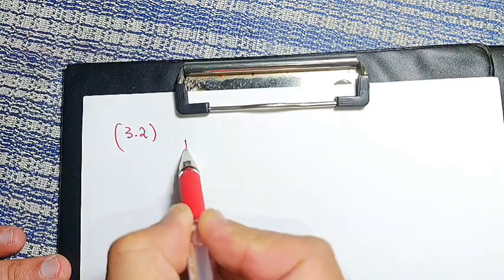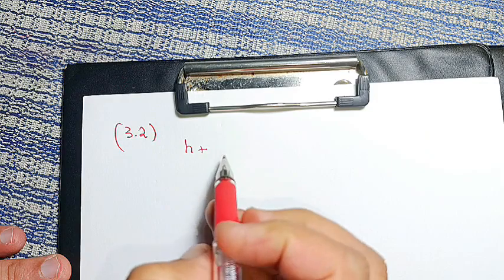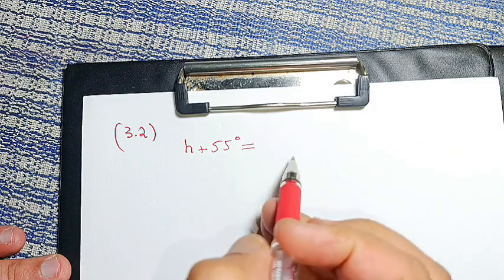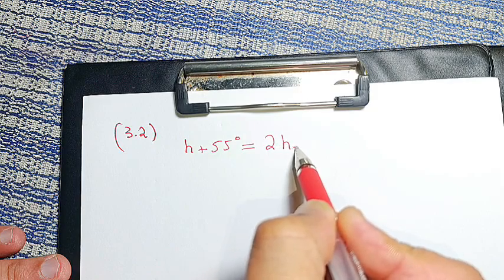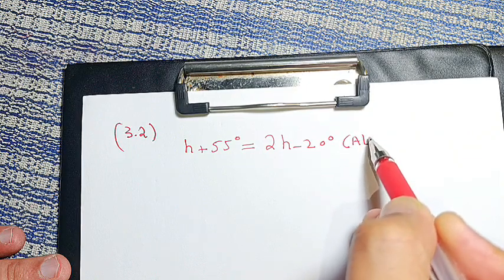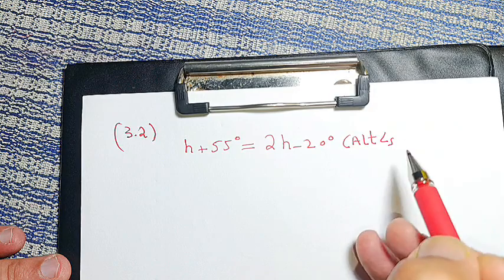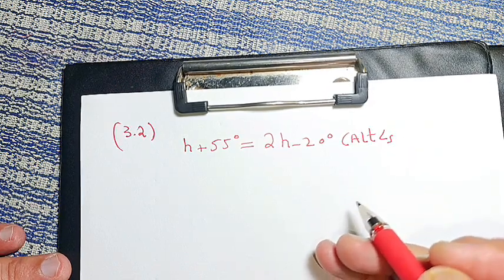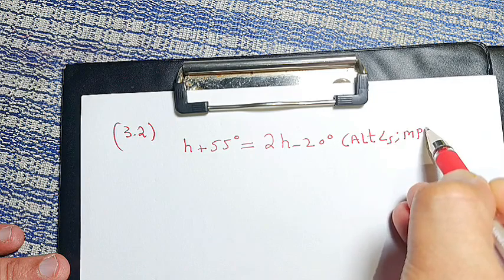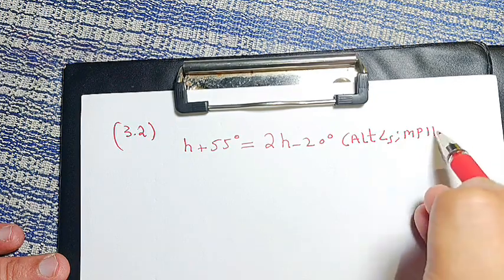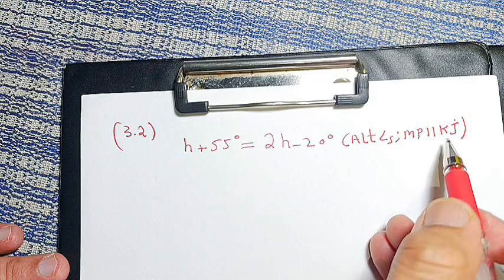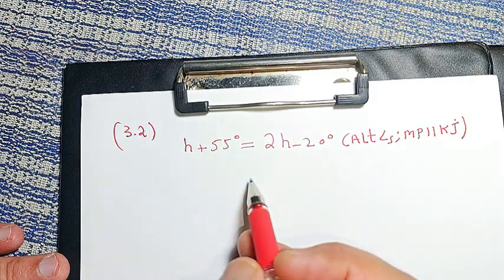So angle H plus 55 degrees is going to be equal to 2H minus 20 degrees. The reason is alternate angles are equal. MP, why? Because MP is parallel to KJ. Now we need to solve for H here.